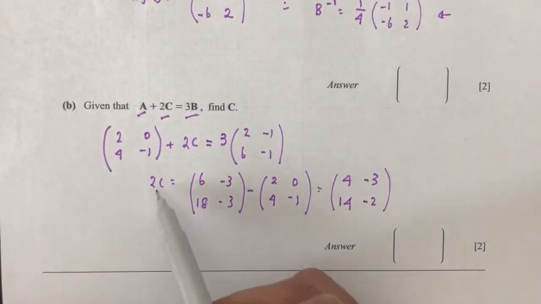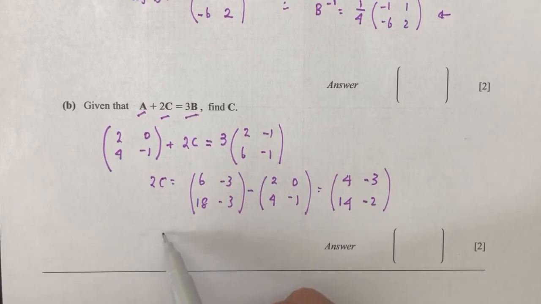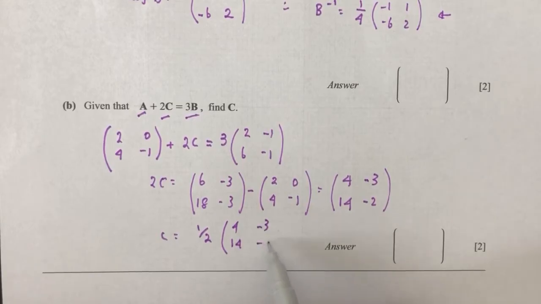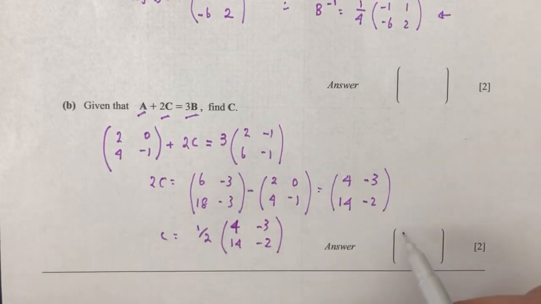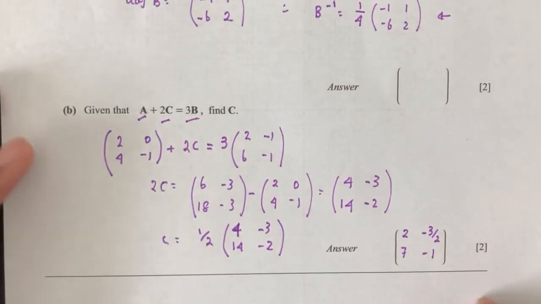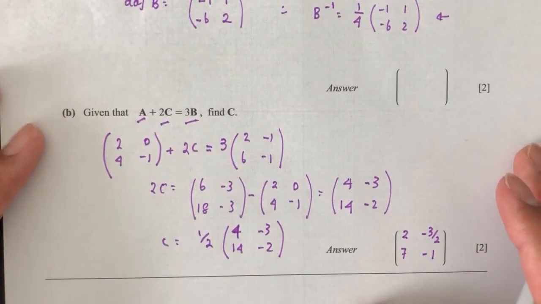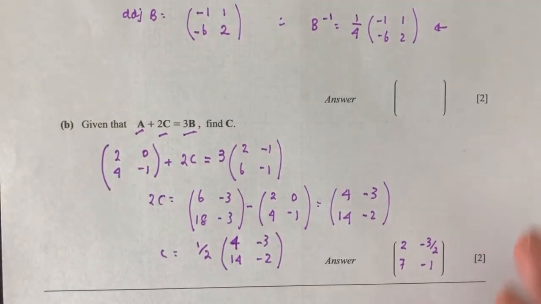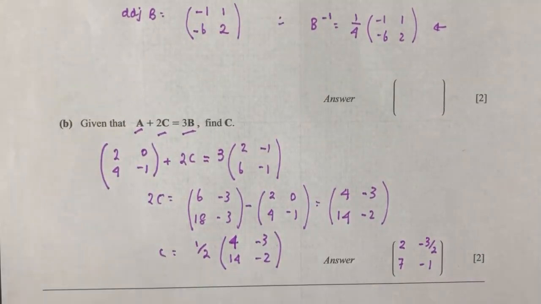As you can see, this is 2C, so C will be half of this, so 1 over 2 times this. Okay. That is the value of C. You can also bring this in. You'll have 2, 7, minus 3 over 2, and minus 1. That is the value of C for question number B. And that was question number 4.